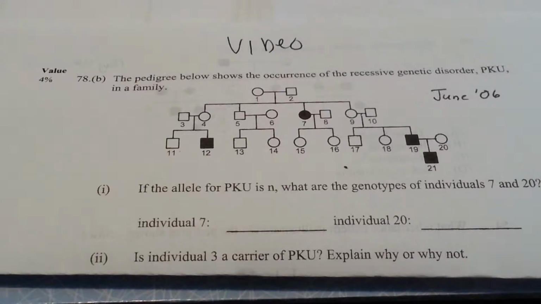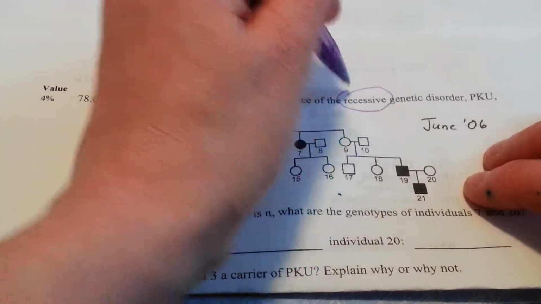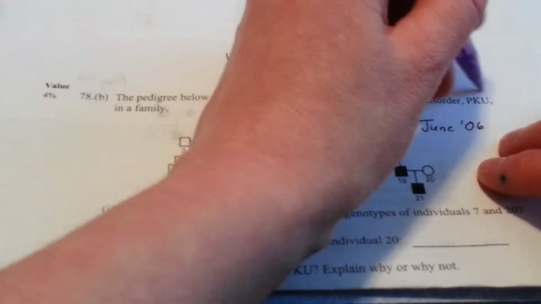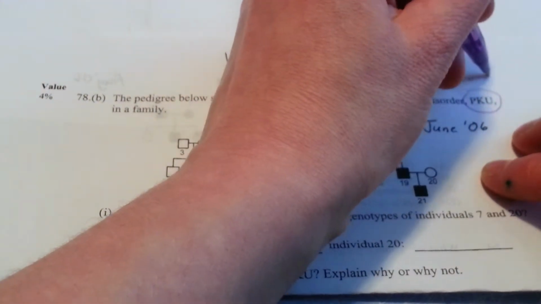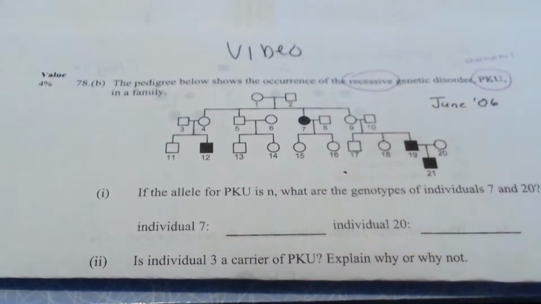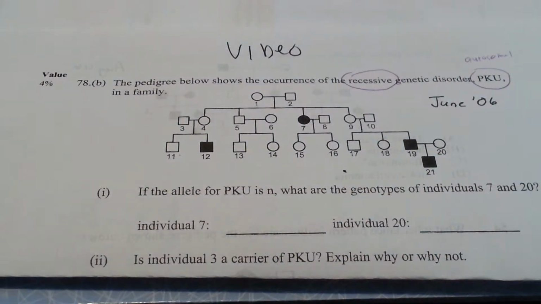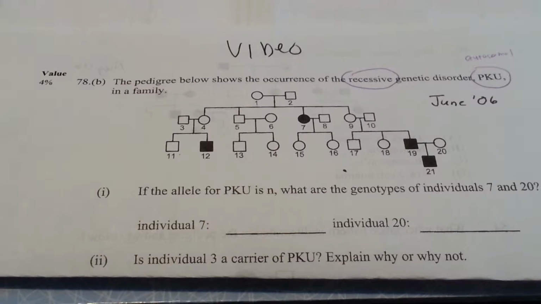Number 78 here, it says the pedigree below shows the occurrence of the recessive genetic disorder PKU in a family. So this is beautiful. They're telling us right off the bat it's a recessive disorder. And if you know PKU, you'll also know that it is an autosomal disorder. So right off the bat, you know exactly what you're dealing with. And if you didn't, there are a couple other tricks in here.